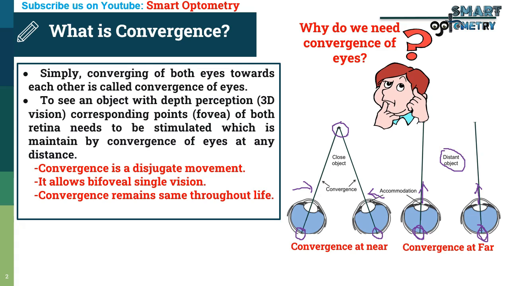That's why at the age of 40 years, we need to give presbyopic power or plus power so that we can see near objects. Even if convergence gets reduced, we can improve it by exercises. Lots of convergence insufficiency exercises are there through which we can improve the amplitude of convergence.